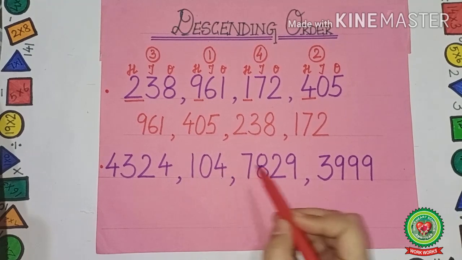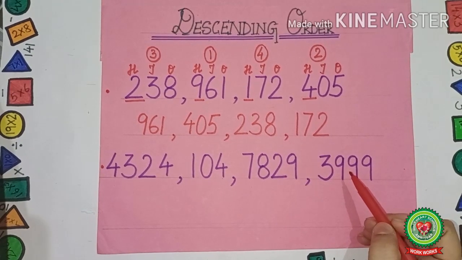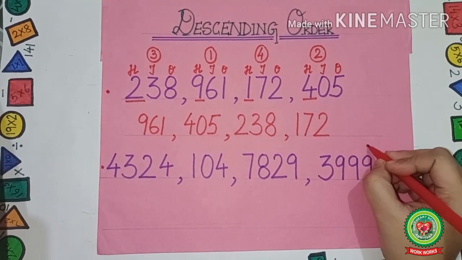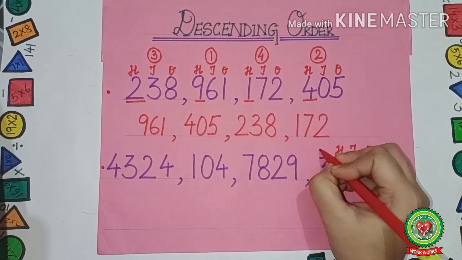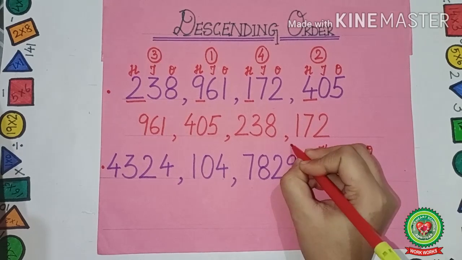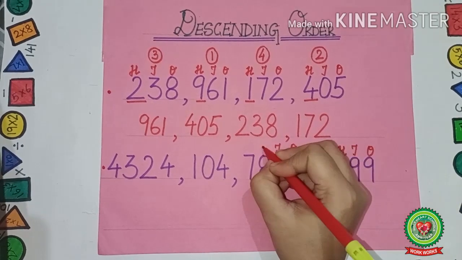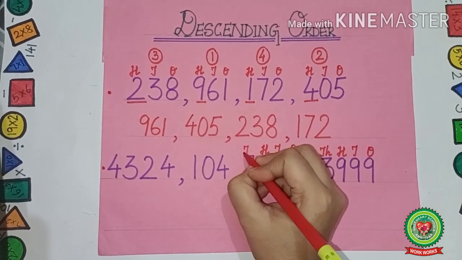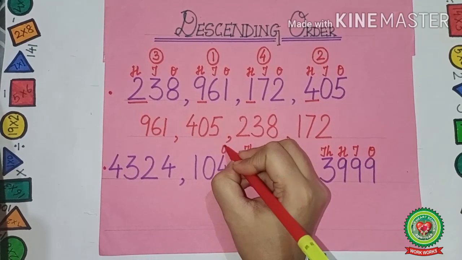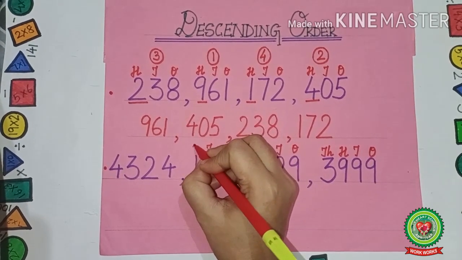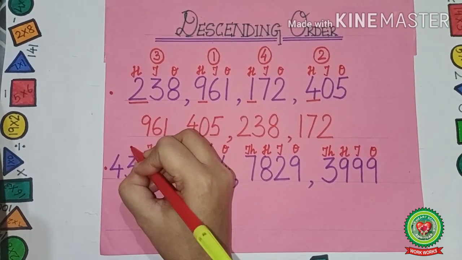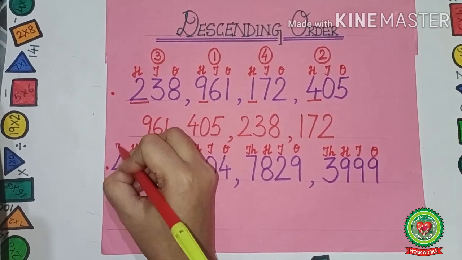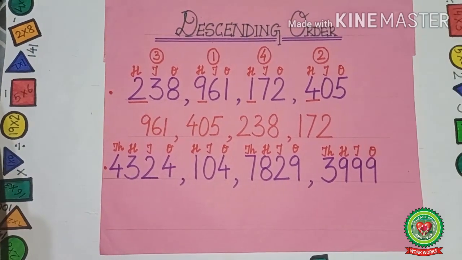Now again numbers are given to us. We will write the place value table first. So ones, tens, hundreds, thousands. Again ones, tens, hundreds, thousands. Again ones, tens, hundreds and thousands. Now we have written the place value table.